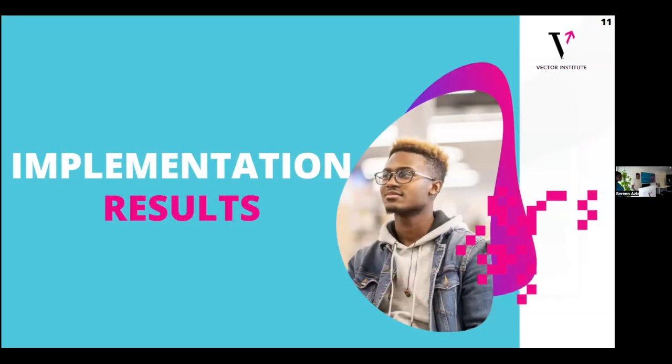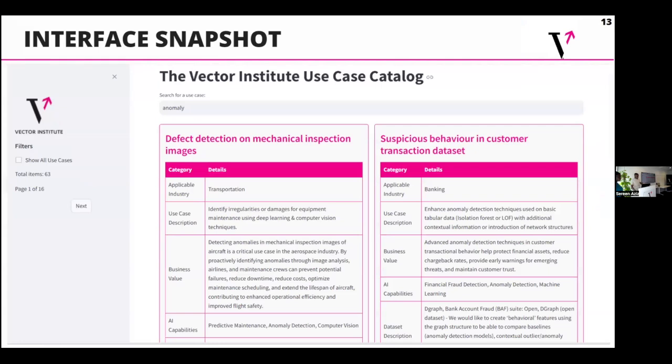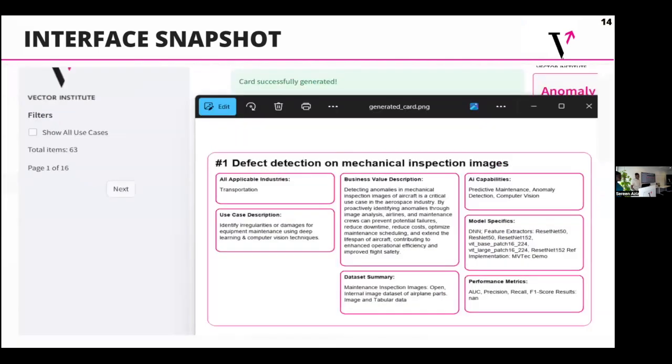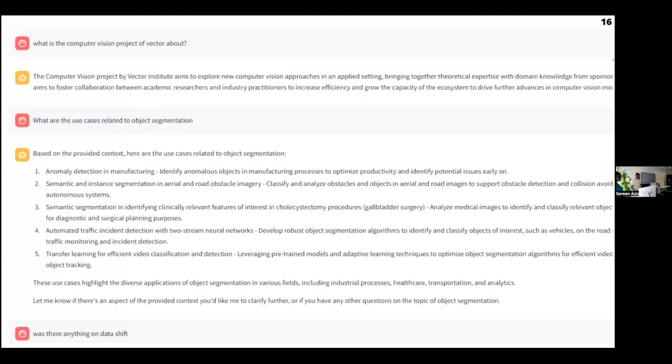And so let's look at some of the results that we have. In the demo, you saw some of these interfaces already, so I'll just go through them quickly. So you have the search bar, which you can search for relevant use cases. And then we saw things like this. We also saw that you can generate a card just to save for our sponsor companies as well. And for the LLM, fetch me some use cases, just like we saw in the architecture, the very question. This is the full answer that was generated. Here are some use cases related to anomaly detection, and then it gives you some of the use cases. Okay. And these are some more examples.